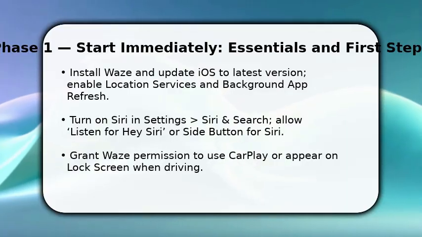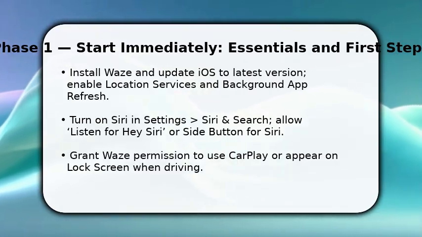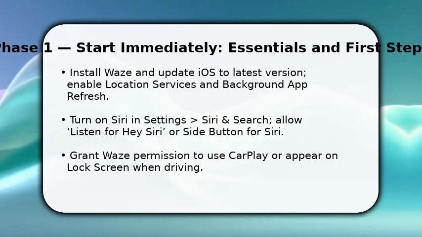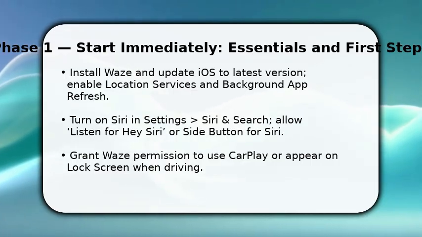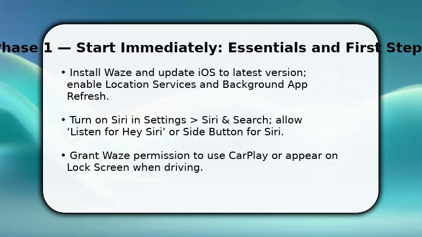You begin by confirming key permissions so the system will respond. Open Settings, make sure Siri is enabled and Waze has location and background access. This lets voice routing work reliably. Once done, connect to CarPlay or enable Waze in CarPlay settings. Make sure Waze is allowed to show on lock screen while driving.